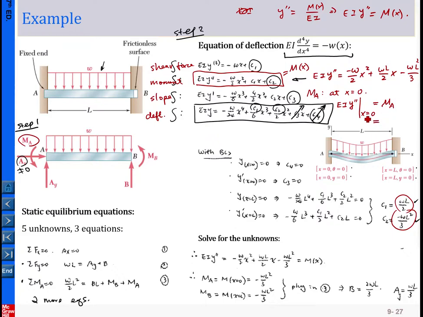On the other side, when we plug into the whole equation with x equal to 0, we get minus omega L squared over 3. So this number is simply obtained by using this equation with x equal to 0, as summarized here. In a similar way, MB is the moment that happens at x equal to L. Again using these equations with x equal to L, you should be able to determine MB equal to this one, as summarized here.